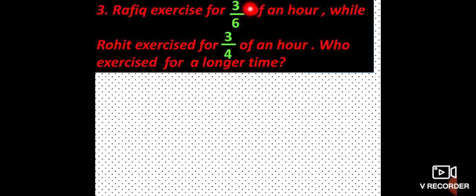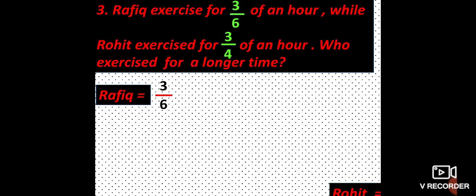Rafik exercised for 3 by 6 of an hour, while Rohit exercised for 3 by 4 of an hour. Who exercised for a longer time? Longer means greater. Out of these two fractions, we have to find which is the greater fraction. Very simple. So we write the fractions: Rafik equals 3 by 6, Rohit equals 3 by 4.